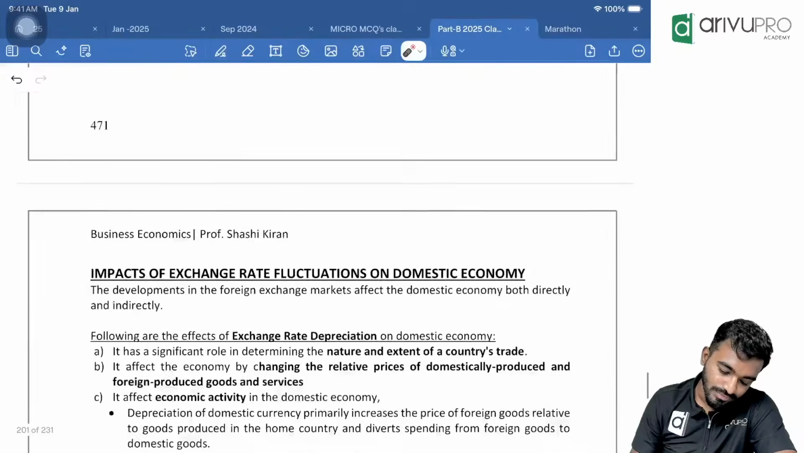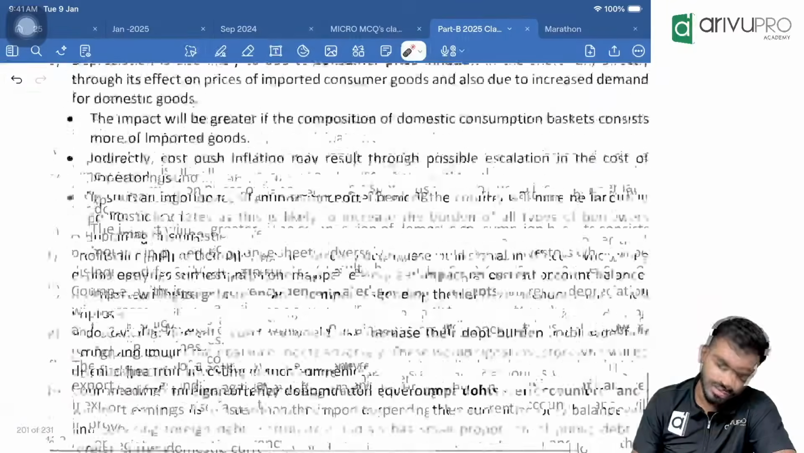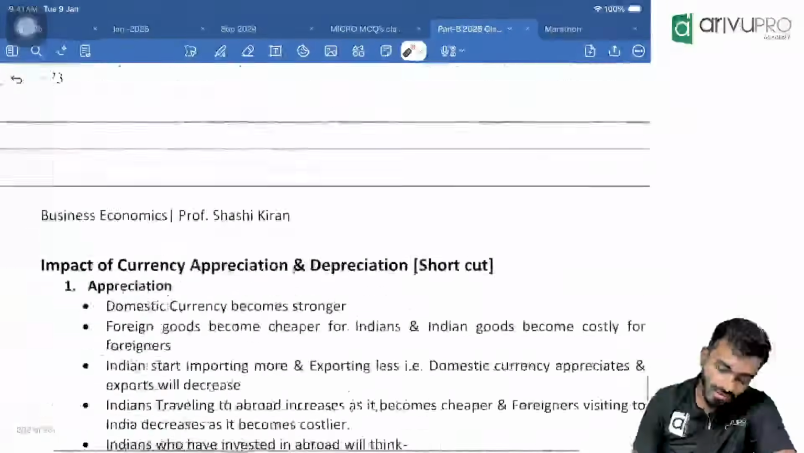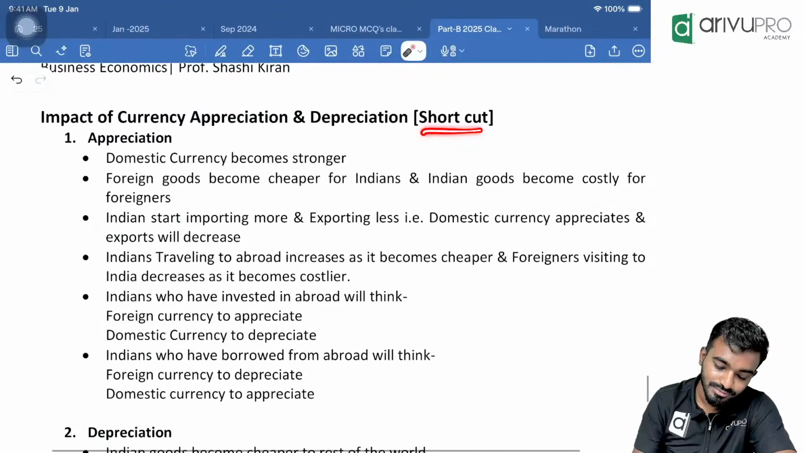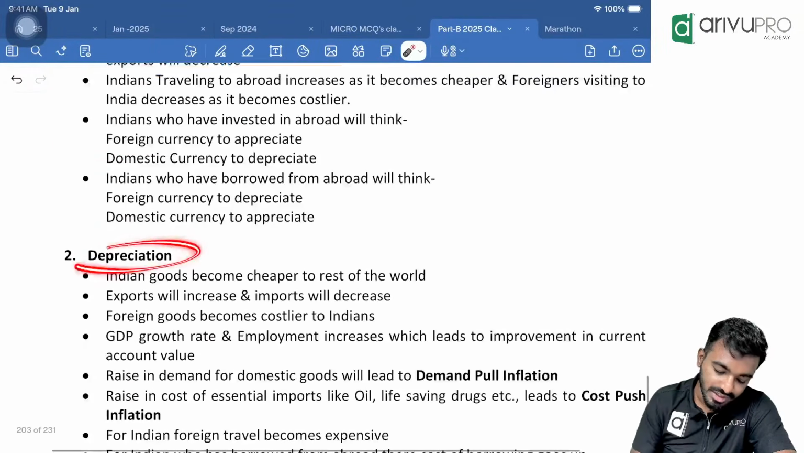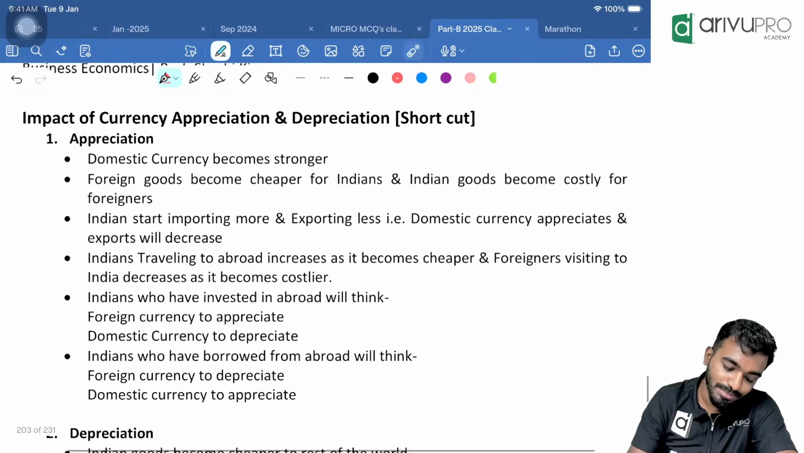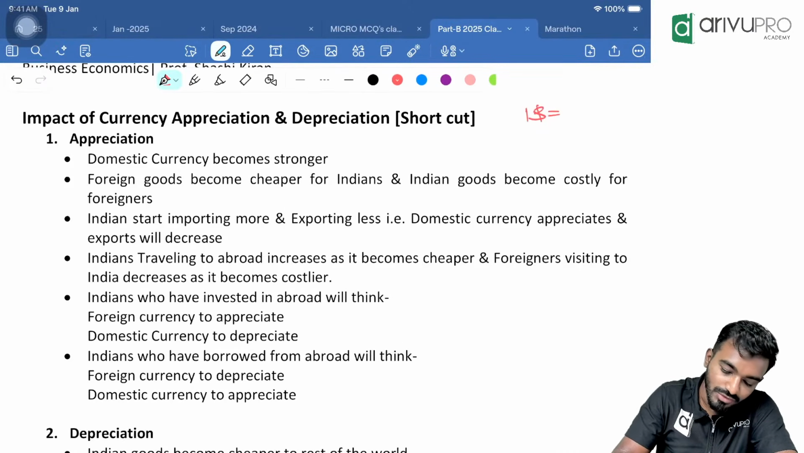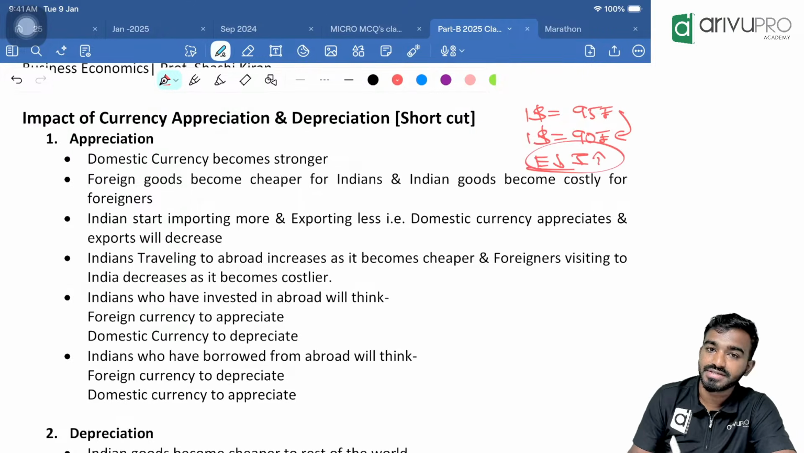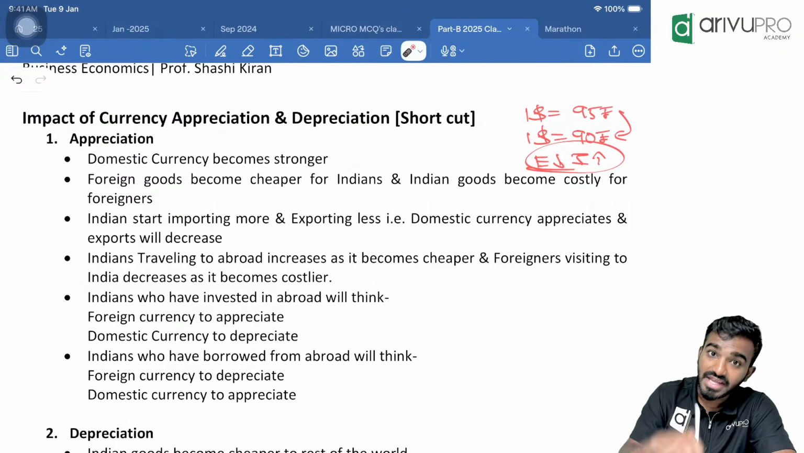And what are the effects of exchange rate fluctuation? That I have also given one shortcut here. What happens when currency gets appreciated? What happens if domestic currency gets depreciated? So simple, whenever domestic currency gets appreciated, assume $1, which was earlier 95 Indian rupees, now $1 will become 90 Indian rupees. Because of this, exports will decrease, imports will increase.